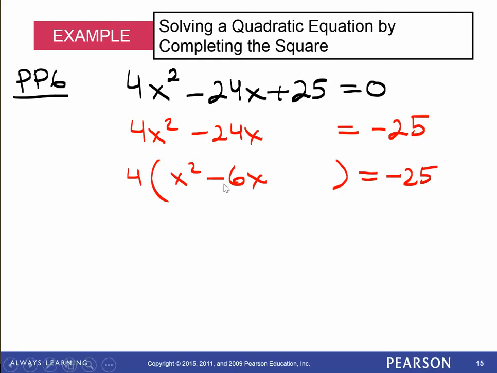Okay, so we take this negative 6 and divide that by 2. Gives us, hey, negative 3 again. Okay, that's no fun. Adding 9 here. Yes, what should we add to the other side?